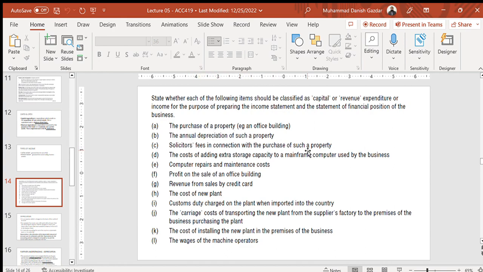Lawyer's fee in connection with the purchase of property. We would discuss in the IAS that whatever expenses are incurred in relation to bringing the asset into a working condition, all those expenses are recognized as capital expenditure. The cost of adding extra storage capacity to a mainframe computer used by a business is capital, while repair and maintenance are all revenue expenditures. The cost of a new plant is capex. Then you would see wages of machine operators, this is also a routine expense.